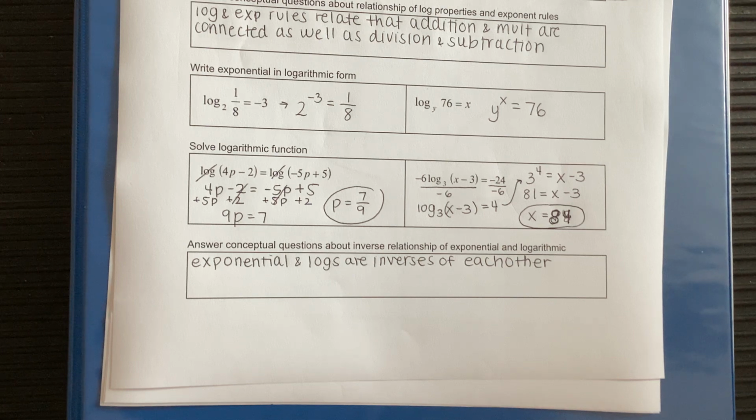Next, understanding the inverse relationship of exponential and log. Just know they're inverses of each other, and so that means everything is an inverse. The domain of an exponential is all real numbers. That means the range of a log is all real numbers. So everything is going to flip when they're inverses.